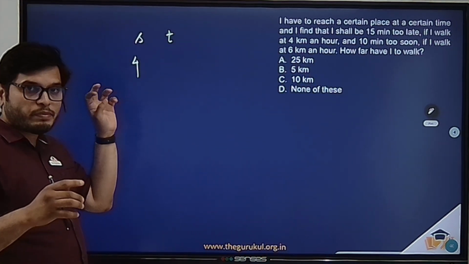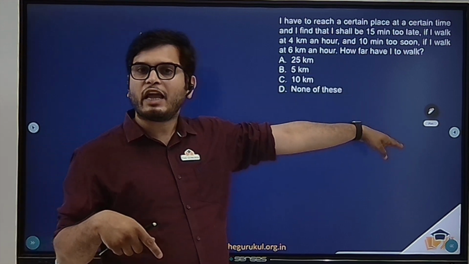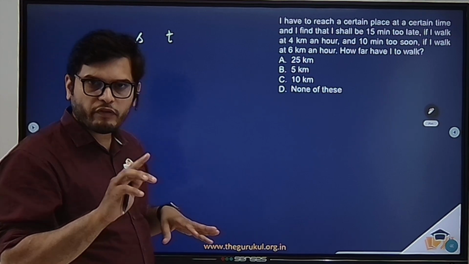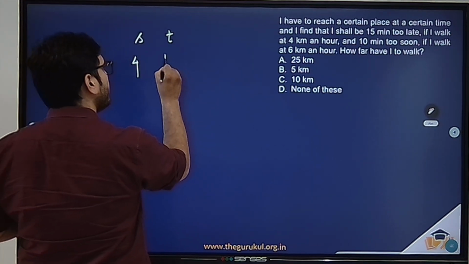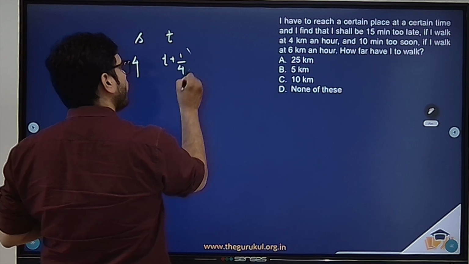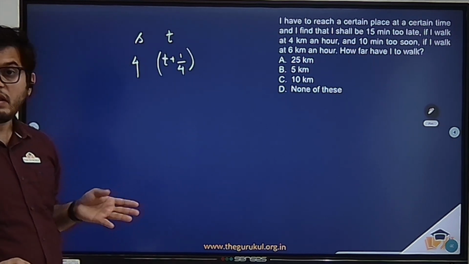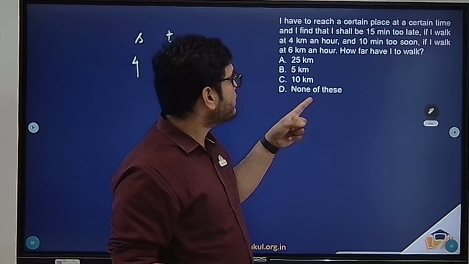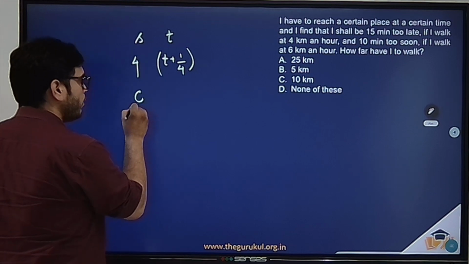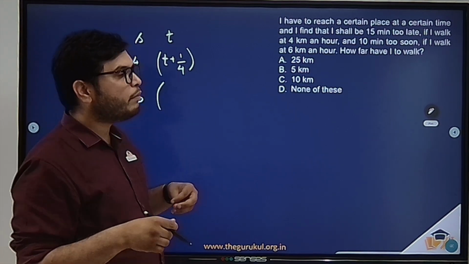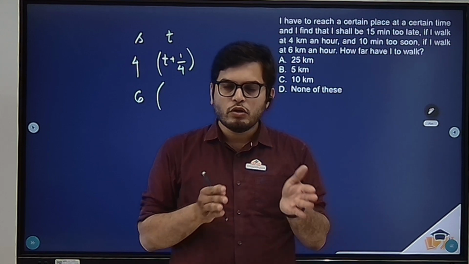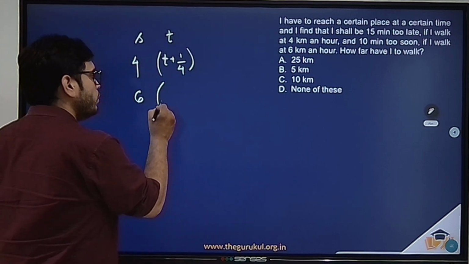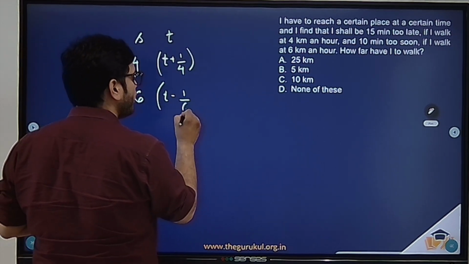Now, since the units of speed are in kilometers per hour, let us consider time also in hours. So 15 minutes would be 1/4 of an hour. So I would be taking t plus 1/4 hours if I travel at a speed of 4 kilometers per hour. Now if I walk at 6 kilometers per hour, I would be reaching 10 minutes early, so I will be taking 10 minutes less than my usual time. So t minus 10 minutes, 1 by 6.